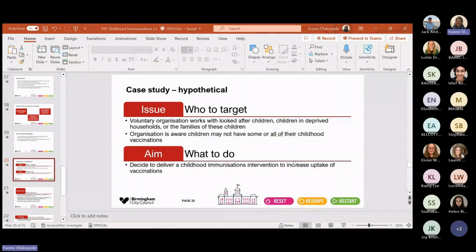So this is a hypothetical case study of how to work through this with childhood vaccinations. The issue is that the voluntary organisation works with looked after children or children in deprived households, or the families of these children. And the organisation is aware that children may not have had some or all of their childhood vaccinations, immunisations. So the aim is to deliver a childhood immunisation intervention to increase uptake of vaccinations.